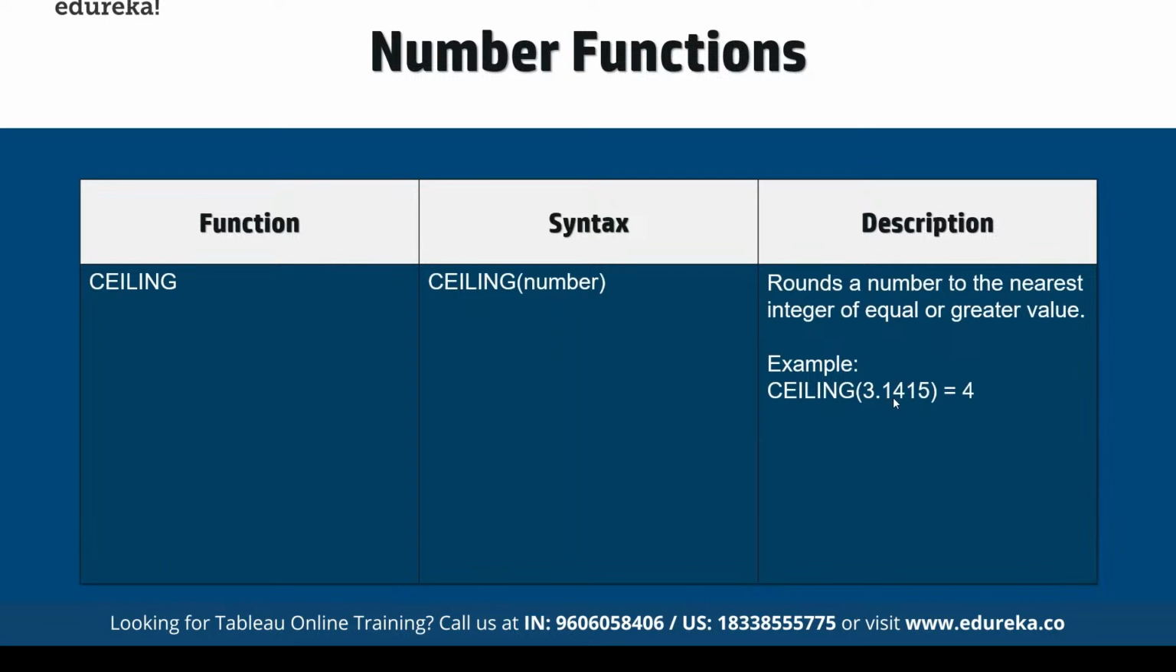So if the number is, let's say, 3.8, it is still going to be rounded off to the nearest integer. That is what we mean by ceiling. We can take a small example for that. For that, we can come back, and here again we can click on the Analysis tab.